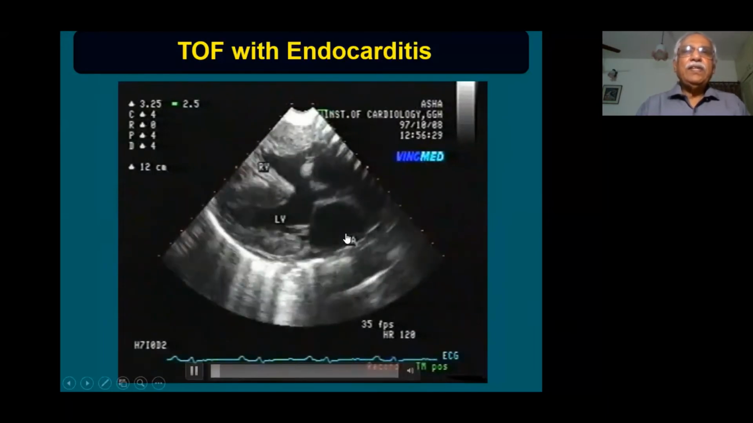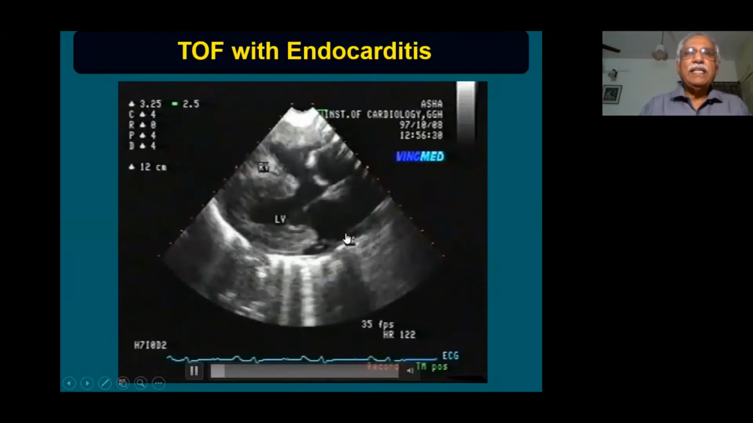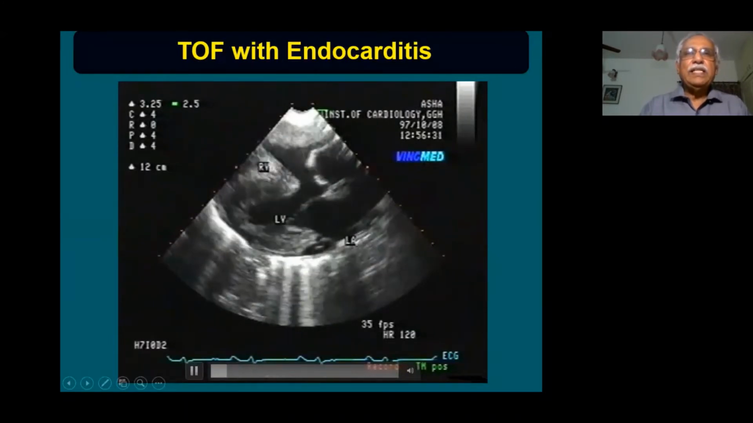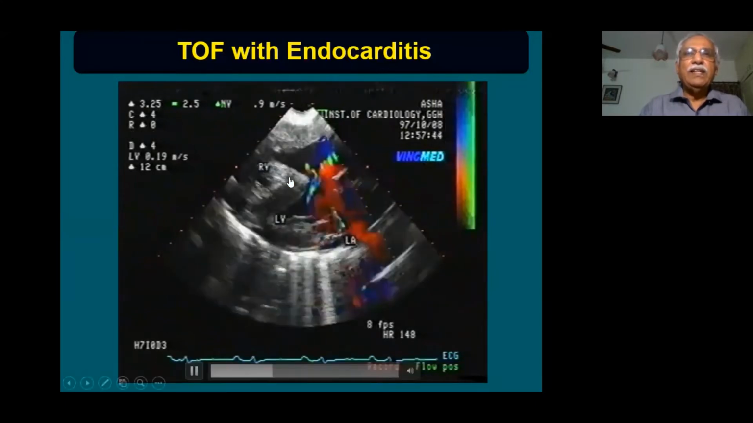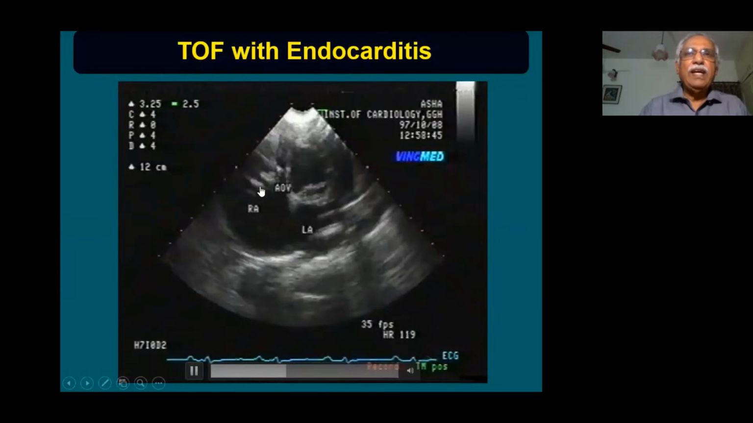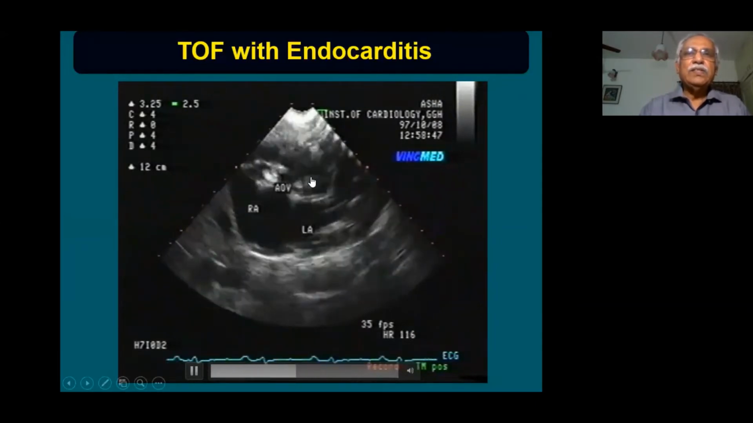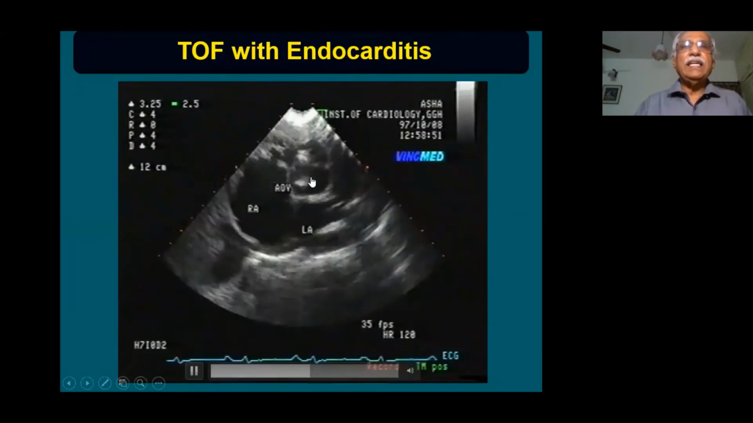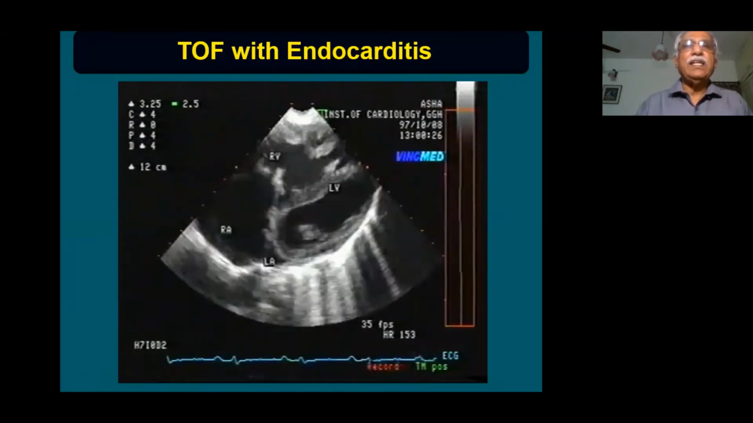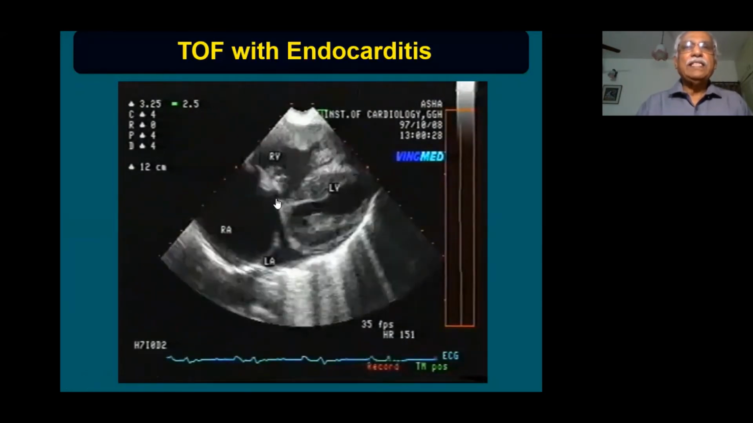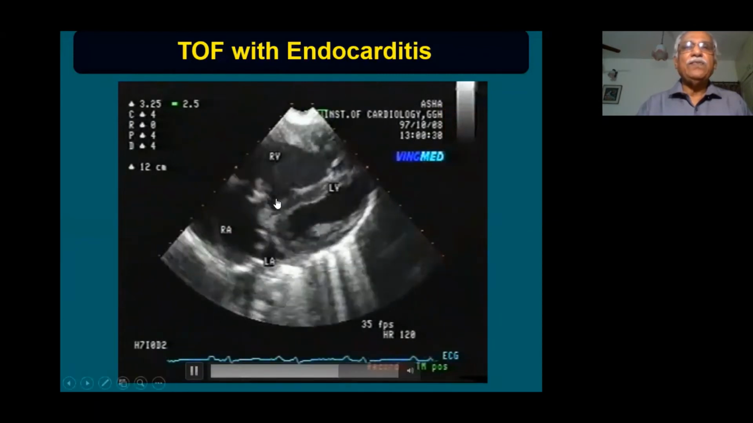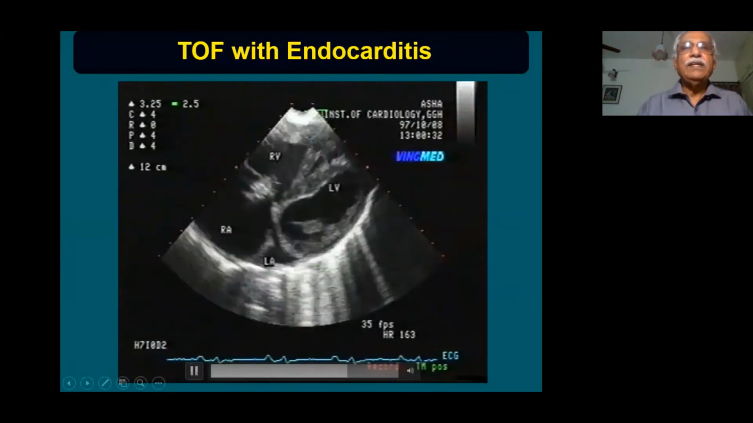Infective endocarditis also can occur in cyanotic heart diseases. You shouldn't miss it. This is a patient with a large mass over the aortic valve, and also you can see masses over the tricuspid valve. So this is a patient with infective endocarditis occurring in tetralogy of Fallot, producing vegetation over the tricuspid valve and also vegetation over the aortic valve.